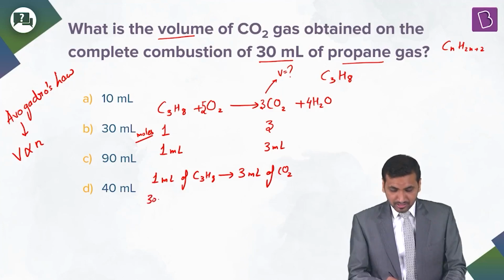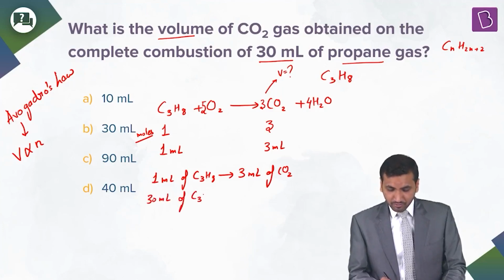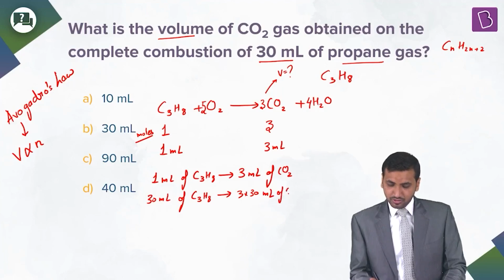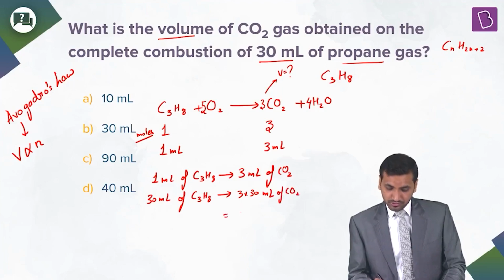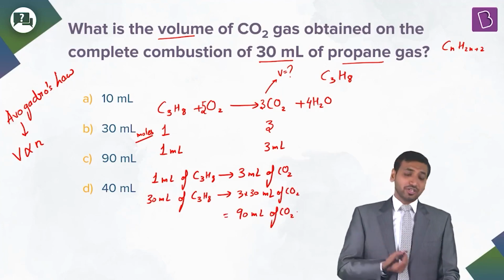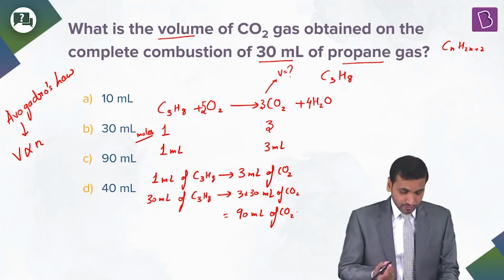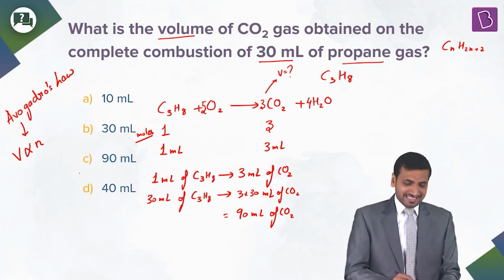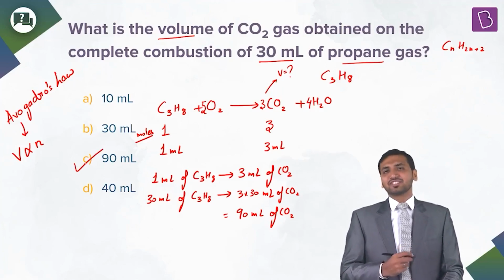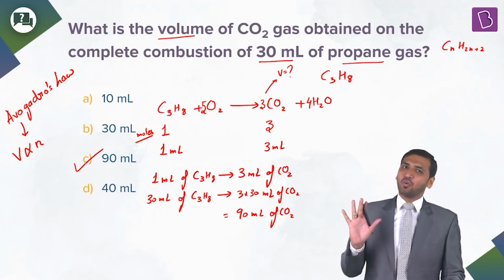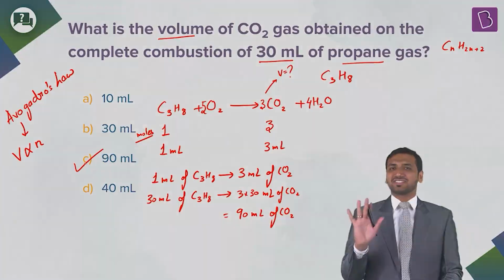Let's multiply by 30 ml on both the sides using unitary method. I can say 30 ml of propane will produce 3 into 30 ml of CO2. So the volume of CO2 is 90 ml that is being produced in this reaction. So this is going to be my final answer. And if you look at the options, you have option C as 90 ml, which is going to be the final answer to this wonderful and simple question.